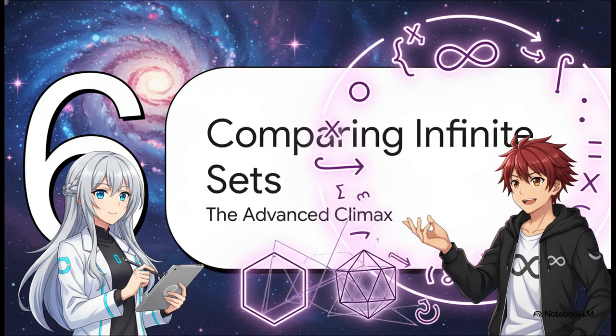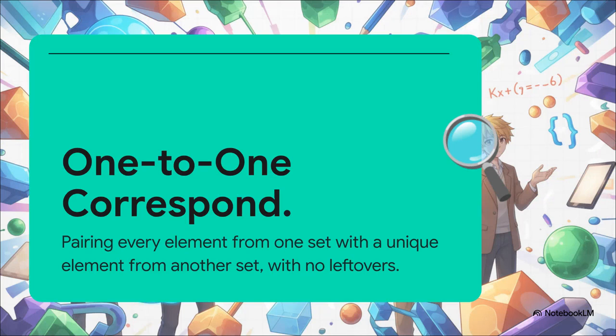And finally, we've reached the absolute climax of our explainer. Section 6, Comparing Infinite Sets, the advanced climax. So, we know we can count finite sets to compare them, right? But how in the world do you compare the size of sets that literally never end? Well, mathematicians use a really clever technique called one-to-one correspondence. The definition is pairing every element from one set with a unique element from another set with absolutely no leftovers. If you can perfectly pair them up endlessly, they actually have the same cardinality or size.